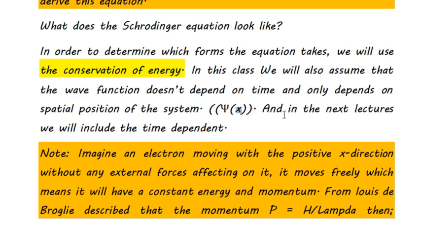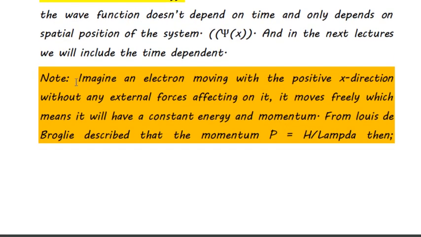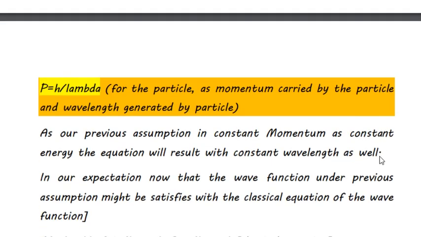Later on in the coming lectures, we are going to treat the other dependent variables. Imagine at this point that the electron is moving in the positive direction without any external force acting on it. So it's moving freely, which means that it has constant energy and momentum. From the de Broglie equation, the momentum equals h, which is the Planck constant, divided by lambda, which is the wavelength of that electron particle.